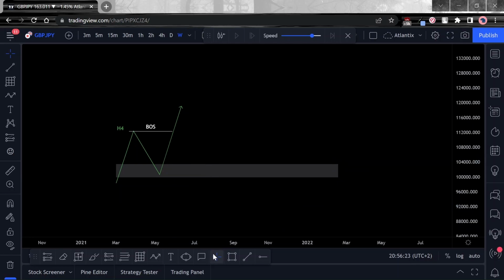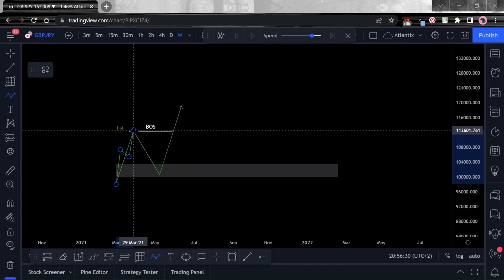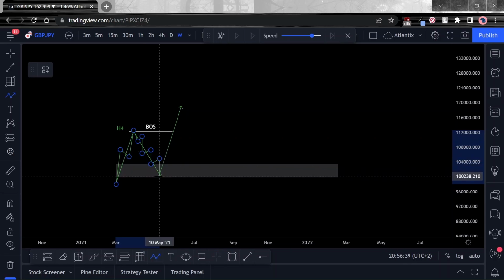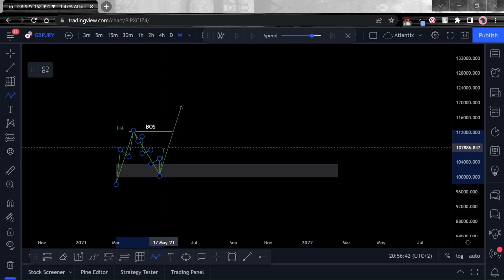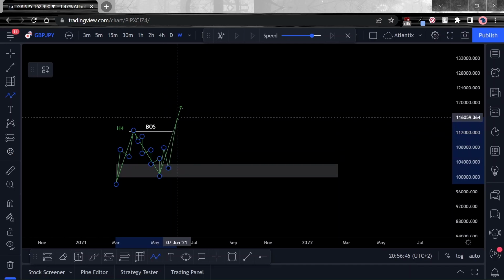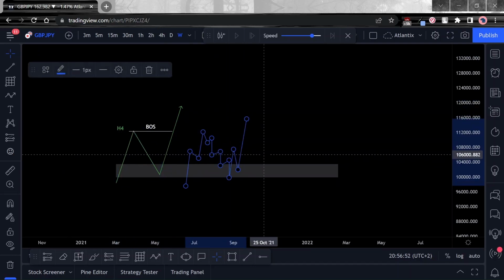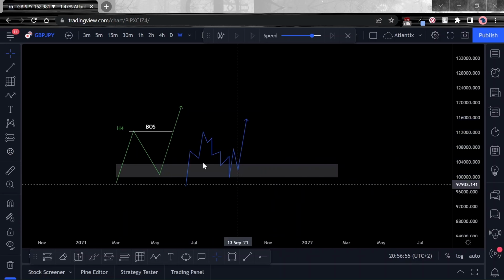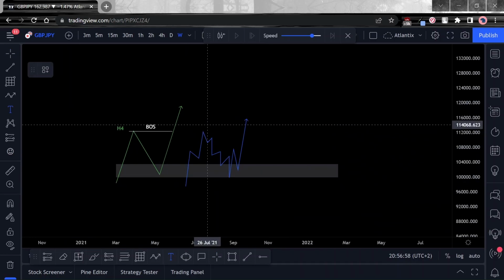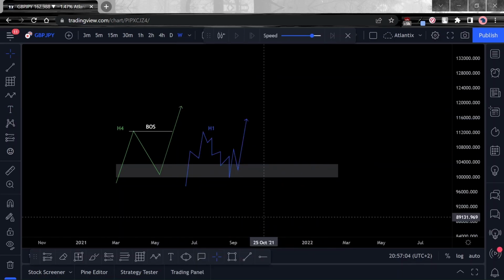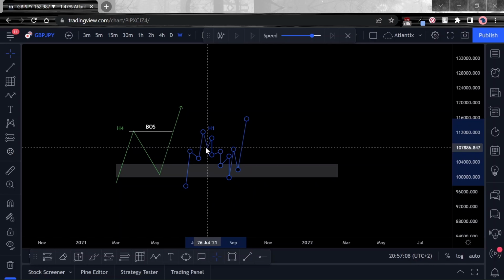This is happening on the H4. What do you want to see? You want to see an internal change of character. So price was pushing up, right? And then we obviously had a push down, like that. And we see price move up like this. So this is obviously taking place on an H1 time frame. Let's label it like so, right? So this is taking place on an H1 time frame.